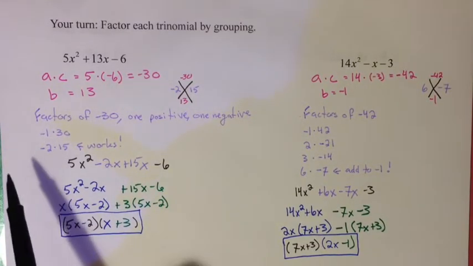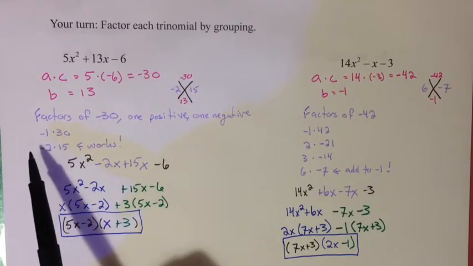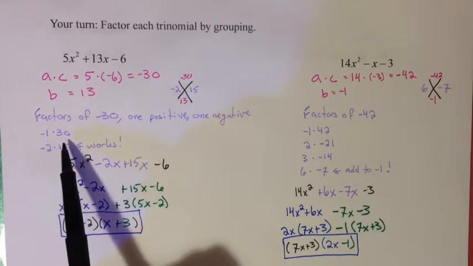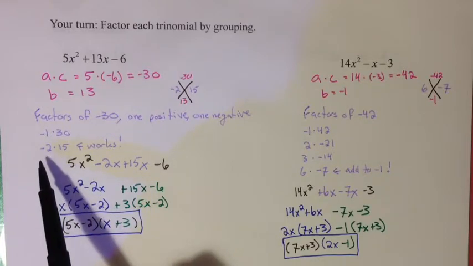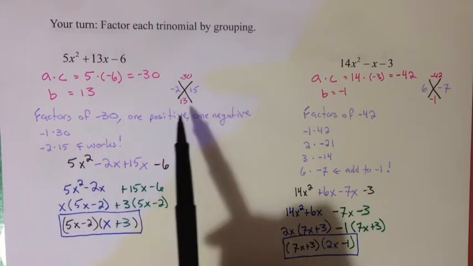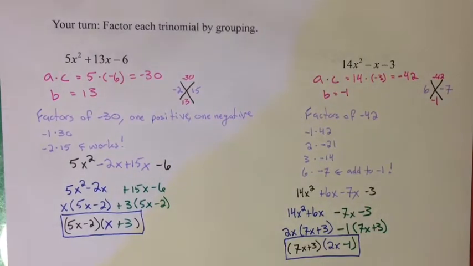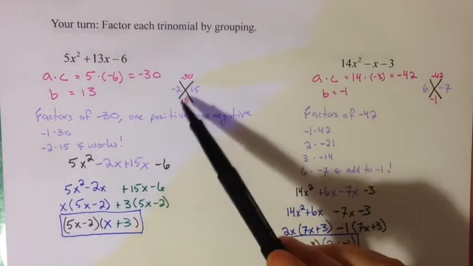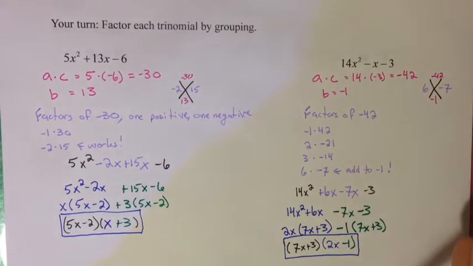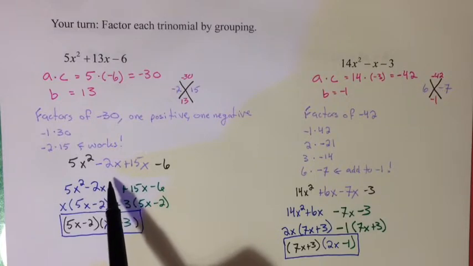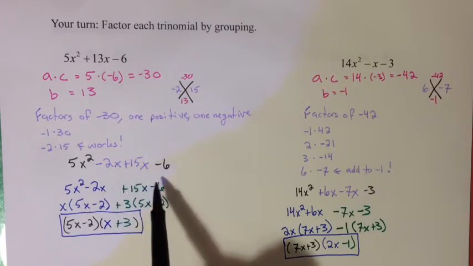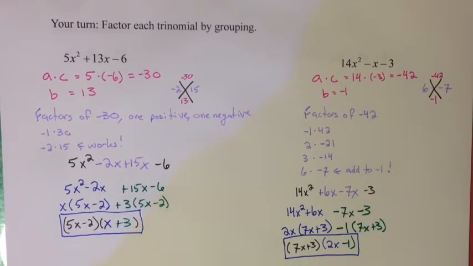So I just start writing down factors of negative 30 with one of them being negative. Negative 1 times 30, negative 2 times 15. That one will work. Negative 2 plus 15 is positive 13. So there's my two magic numbers, negative 2 and positive 15. Now I use those to rewrite my middle term so that I have 5x squared minus 2x plus 15x minus 6. Now I factor by grouping.